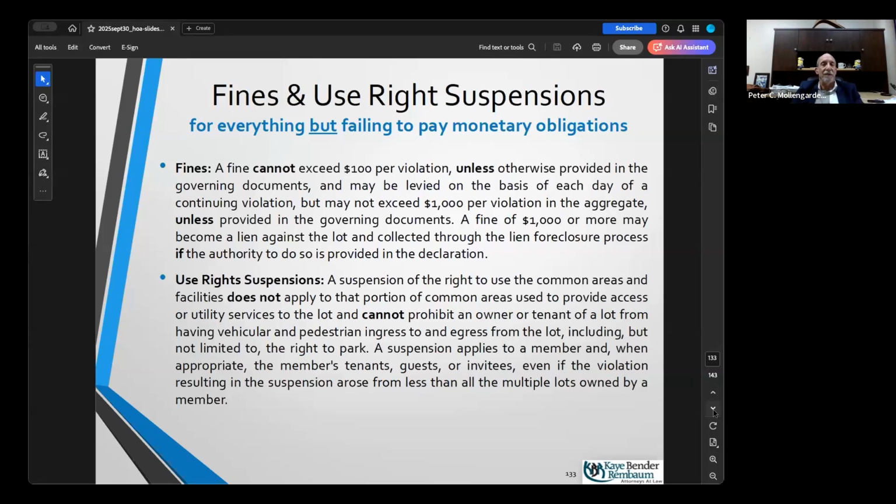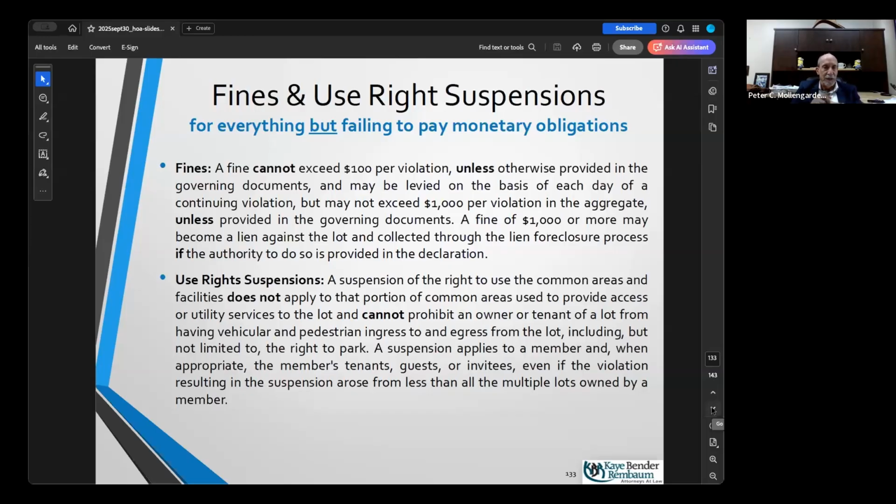Also, a fine of $1,000 or more may become a lien against the lot and be collected through the lien foreclosure process if the documents allow you to do so. Another difference with condominium associations: they cannot lien for fines at all. But in an HOA, you can for a fine of $1,000 or more, assuming it was properly imposed, if your documents authorize liening for the fine.